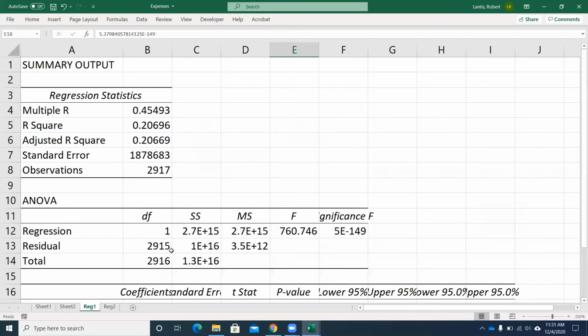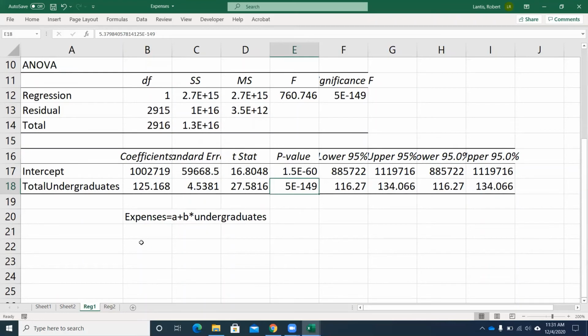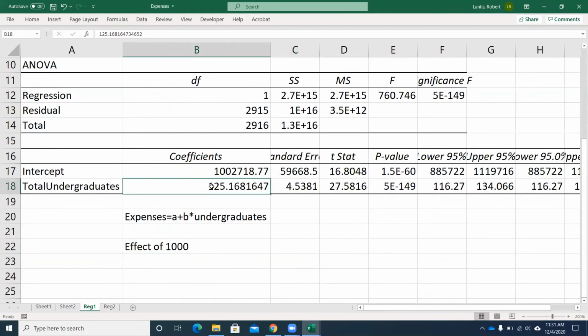Now, this coefficient is exactly the same here, well, it should be, it's just the interpretation that was a little different. Because think about if I go back to my first regression, where everything was just in $1 and one student. Now, if I wanted the effect of 1,000 more students, well, if the effect of one more student is a $125 increase in expenses, the effect of 1,000 would be the effect of one more student times 1,000 more students.